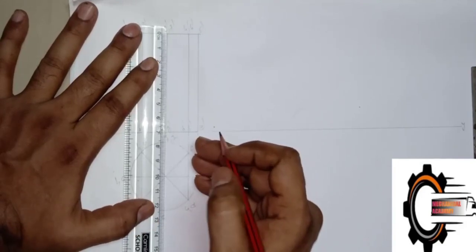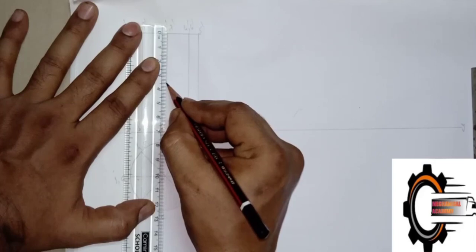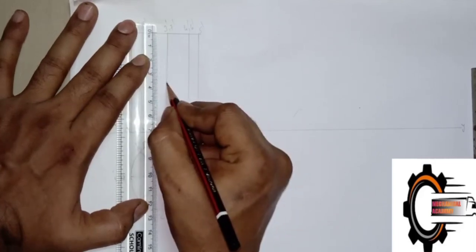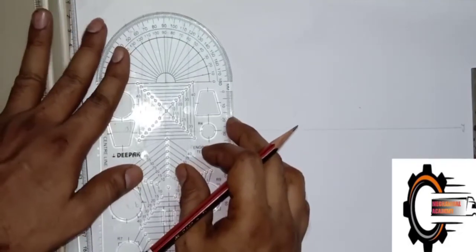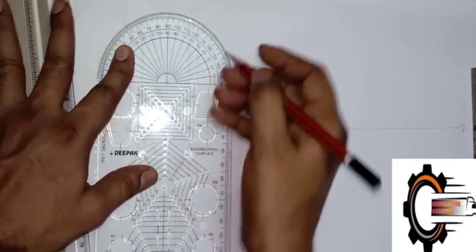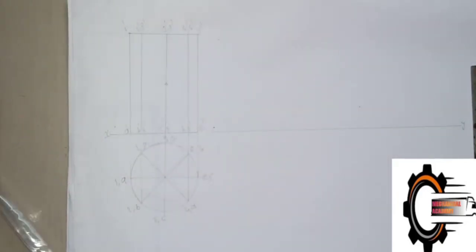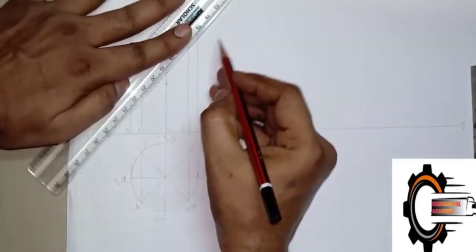That is 35 mm, that means 3.5 centimeters. Okay, this is the 3.5 point. What is the angle? The angle is 40 degrees. Now we have to cut the cylinder.